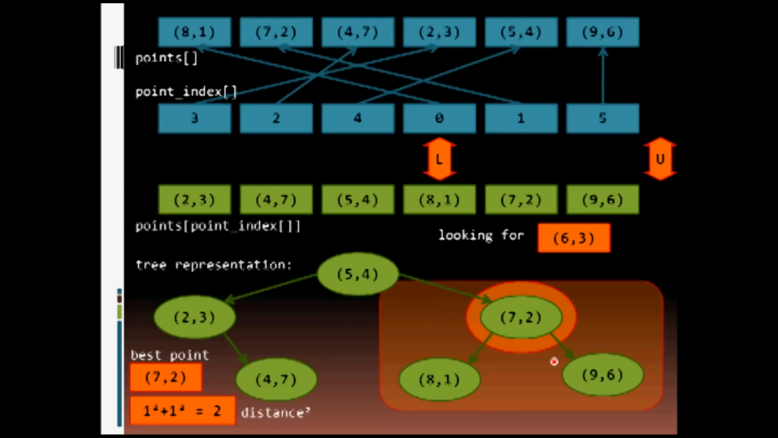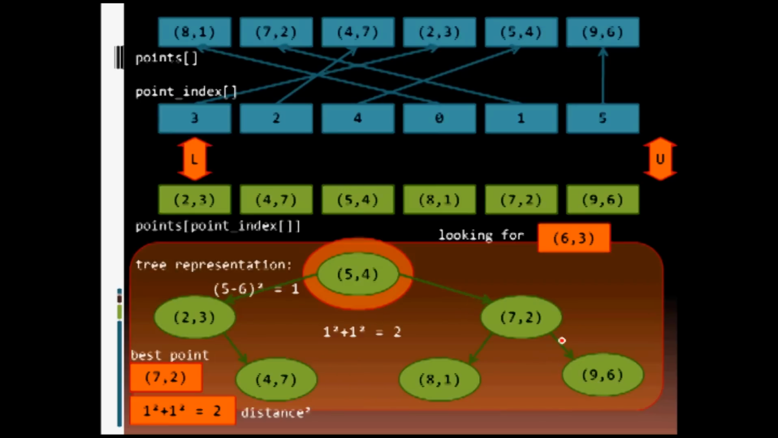7, 2 has now checked the target side, and it has checked affecting the current node, and it has checked the other side since that was applicable. So we are done with this recursive call. We go back up to our root node 5, 4. Now we check, is 5, 4 closer to 6, 3 than our best point 7, 2 is?